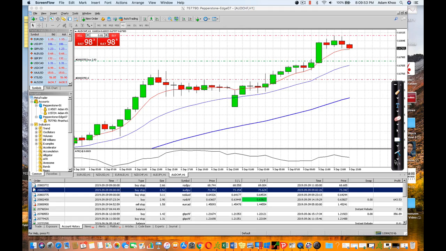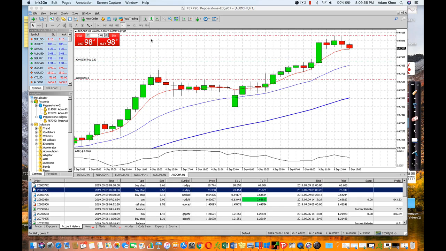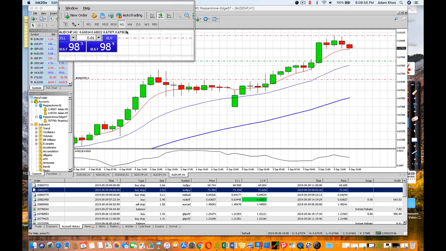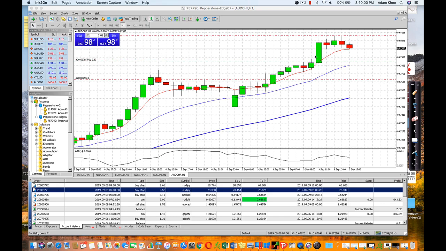All right, so this is the current trade I'm in. This is the Aussie franc. I'm trading on the H1 time frame, and this is a setup which I took over here. You can see this was the trigger candle. It's a bullish pin bar.